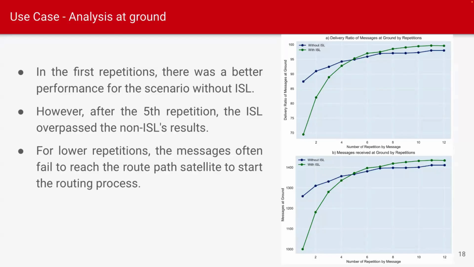For example, if we have an ISL constellation with only one repetition, it's a problem again. But after 5 repetitions, everything goes smoothly. So we don't have to add more repetitions, and we don't even need ISLs. But ISLs have other advantages. We will see later.